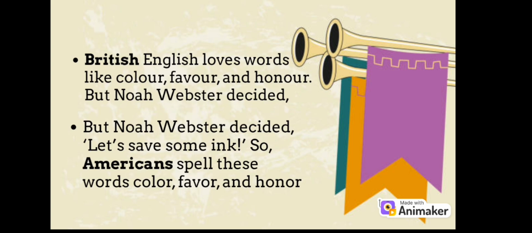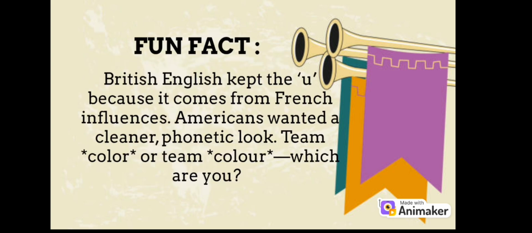One of the most noticeable differences is the missing U in American spellings. British English loves words like colour, favour, and honour. But Noah Webster decided, let's save some ink. So, Americans spell these words color, favor, and honor. Fun fact, British English kept the U because it comes from French influences. Americans wanted a cleaner, phonetic look. Team color or team colour, which are you?